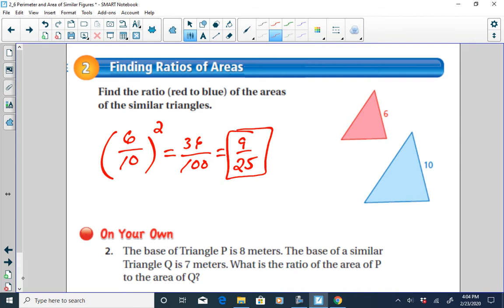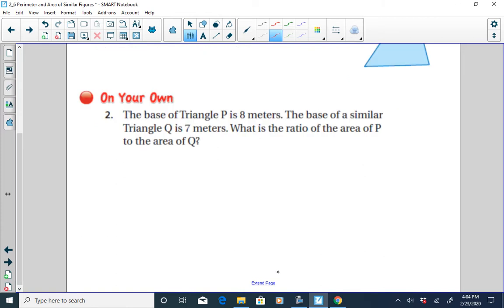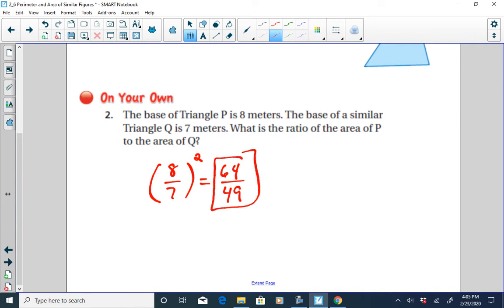All right, and let's do the same thing for the next problem. The base of triangle P is 8 meters. The base of a similar triangle Q is 7 meters. What's the ratio of the area of P to the area of Q? Well, once again, we're given the ratio of the corresponding sides, 8 to 7. And we know that the ratio of the areas is equal to the ratio of the corresponding sides squared. So we have to square that ratio of 8 to 7. 8 times 8 is 64. 7 squared is 49. 64 over 49 is a fraction in simplest form, so we can leave it just like that.